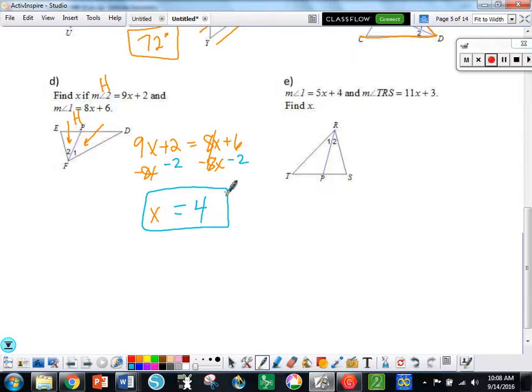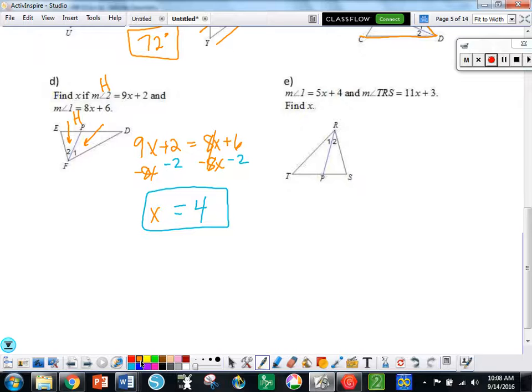Now make sure you go back and you look at what the question's asking. If the question just says find x, you're done. If the question says plug it back in, find, measure, whatever, then we would plug it back in. So make sure you're checking for that. Okay, last one. Sometimes it might ask, like this one, if it said find the measure of ESD, we would plug it into one of them and then we have to double it. Then we plug it into one. And then we ask it.